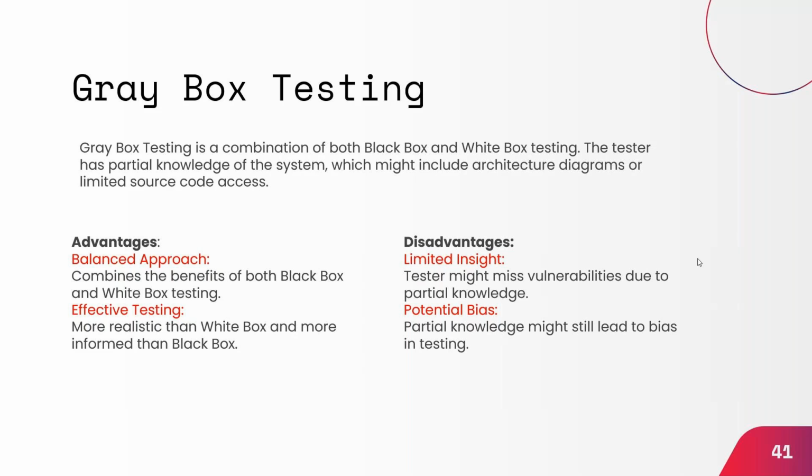So here they will only provide you partial knowledge of the system, okay, which might include some sort of architecture diagrams or limited resources. They might not give you source code access, okay. They might tell you only what technologies are being used, how the data is transmitted, okay. So they give you partial information access because it is a balanced approach. It gives you more benefits of both black box and white box testing approaches.